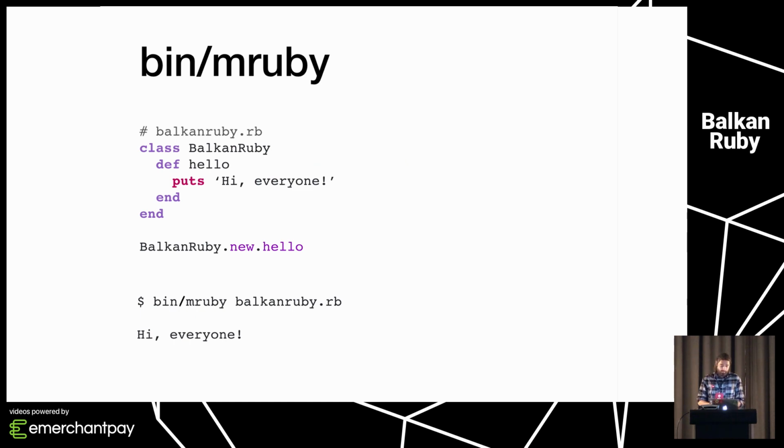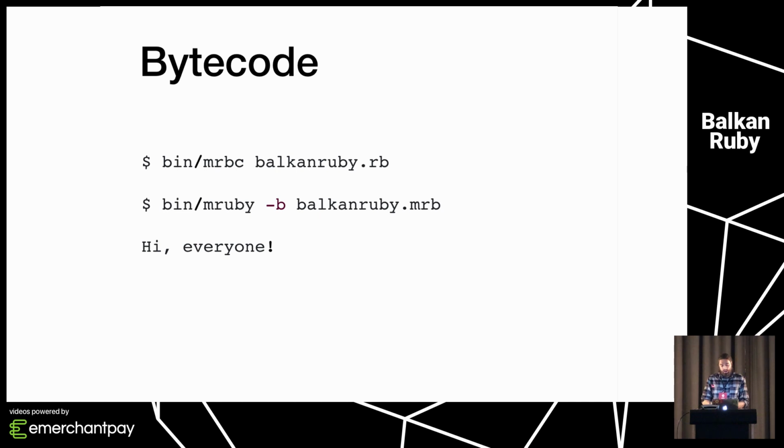Okay, let's try to write some Ruby code. This code looks like pure Ruby code, and we can execute it using the mruby interpreter binary, and we will see, hi everyone, it's okay. Also, we can try to compile that script using mrbc. Just put our file name here, and we can put the -b flag with our output file with the .mrb extension, and we will see the same result.